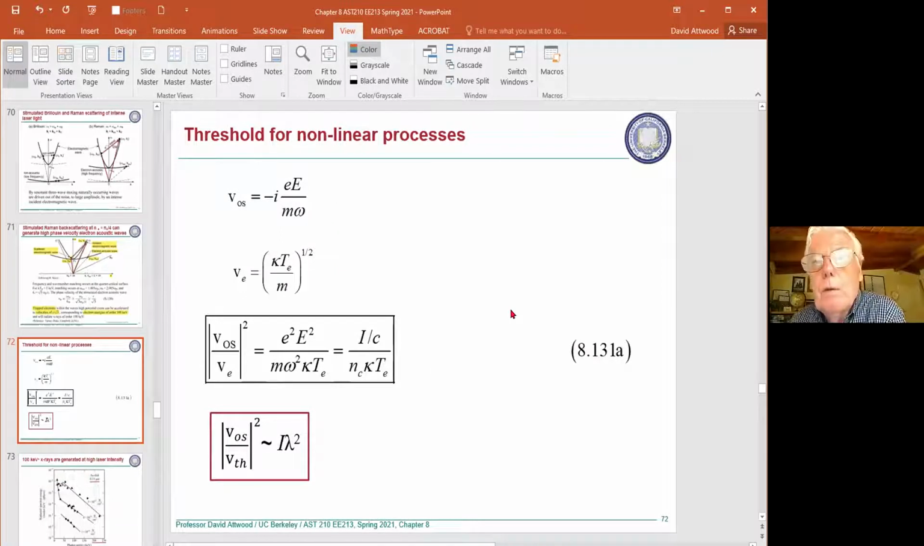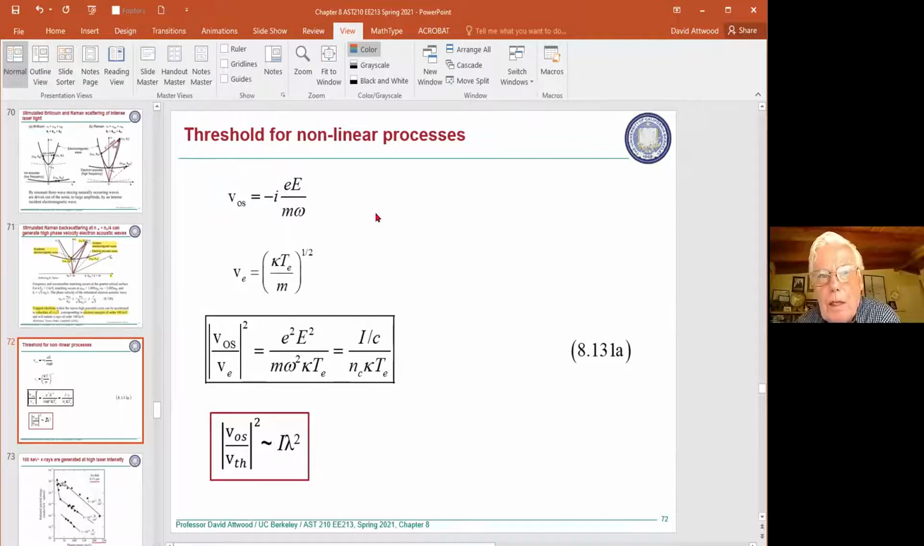And so one question is, what's the threshold for these things? How do you get a handle on this? So these are two simple equations. One is the oscillating velocity of an electron in an electric field. So this is your incoming radiation at 10 to the 15th had some electric field amplitude associated with it. With that, you get a velocity, oscillating velocity.